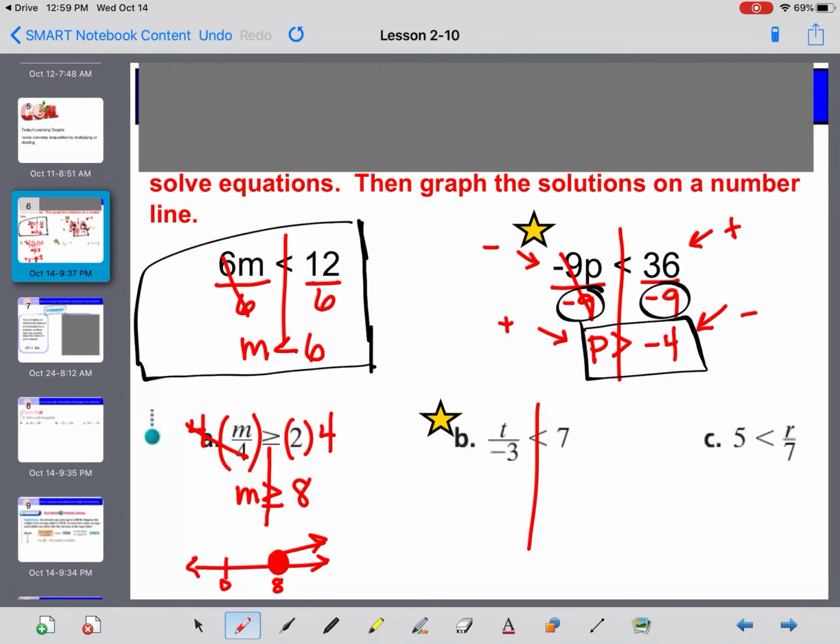Remember, multiply or divide by a negative switches the inequality sign, because this would have been a negative number and this was positive, and now it's the opposite when I multiply by -3. T is greater than -21.